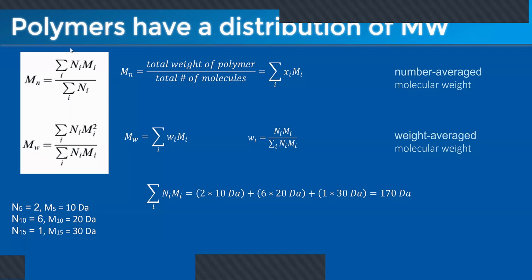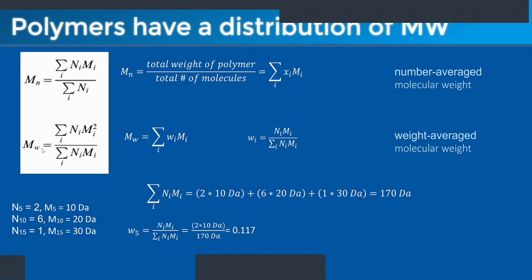So the first thing we need, we're going to use these equations because this is the information we were given, right? We weren't given the information in mole fractions and weight fractions. We were just given the number of chains. So we'll calculate the numerator of this equation here, which is 170 Daltons. The numerator of this equation, you'll also notice, is the denominator of the weight average molecular weight. So we're going to use that number in 2 places.